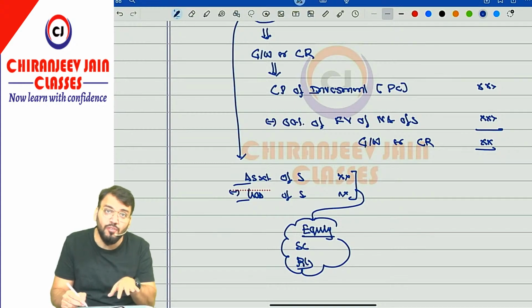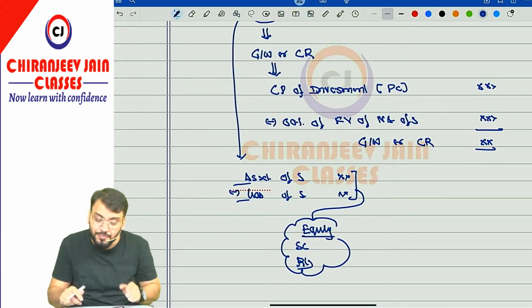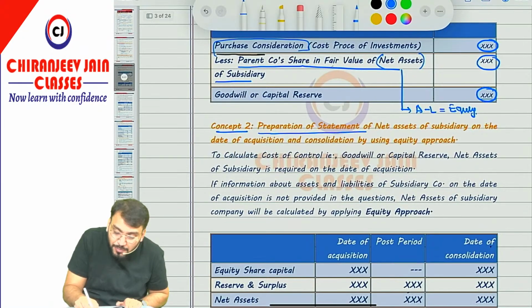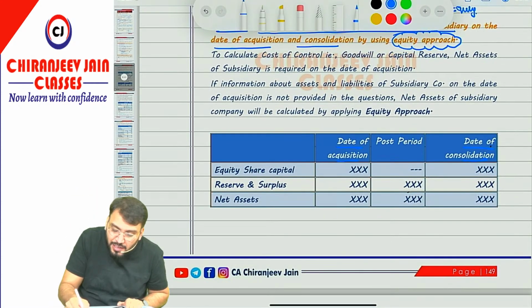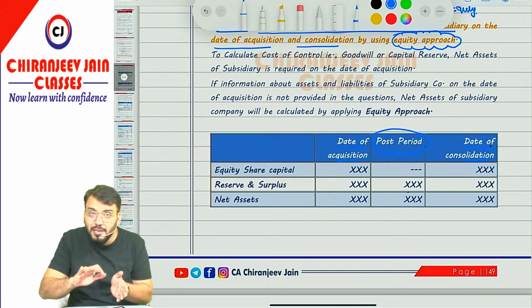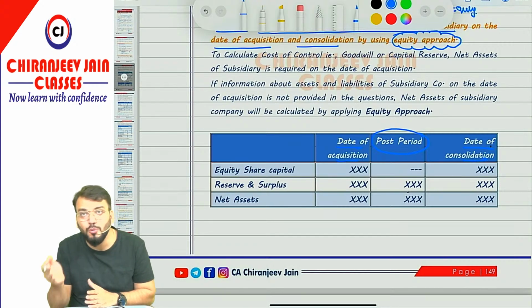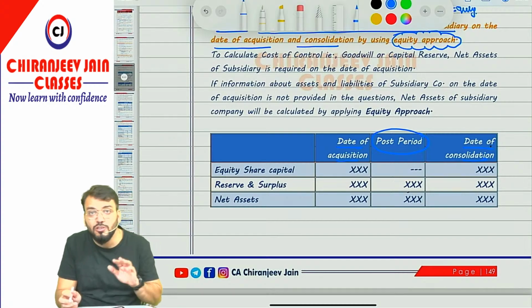Suppose they provide that information, then we can directly do asset minus liability, that is equal to net asset. So we will prepare the statement of net asset of the subsidiary company on the date of acquisition and consolidation by using the equity approach. I hope you have understood why we are taking the equity approach. So simply we write down date of acquisition, date of consolidation, and the period between date of acquisition and date of consolidation is known as the post acquisition period. Understood?